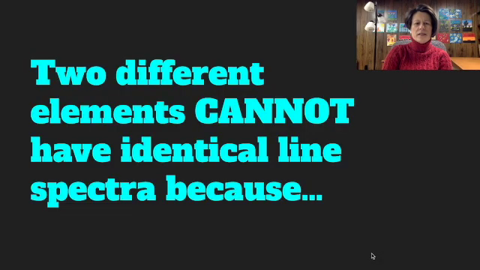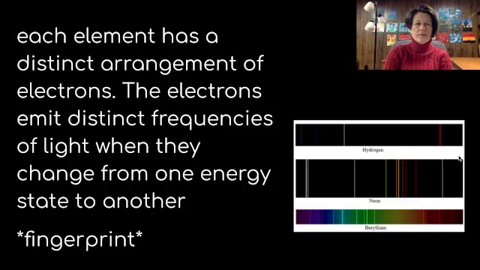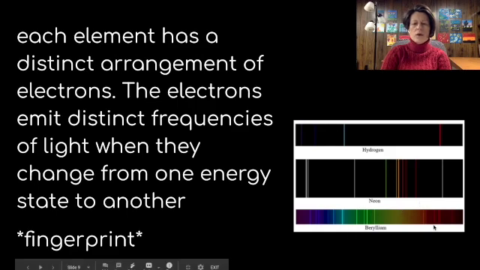Two different elements cannot have identical line spectra because each element has a distinct arrangement of electrons. The electrons emit distinct frequencies of light when they change from one energy state to another. This is like a fingerprint for each element. So if we look at hydrogen, it looks like 4 lines. Neon has many more, and beryllium even more.